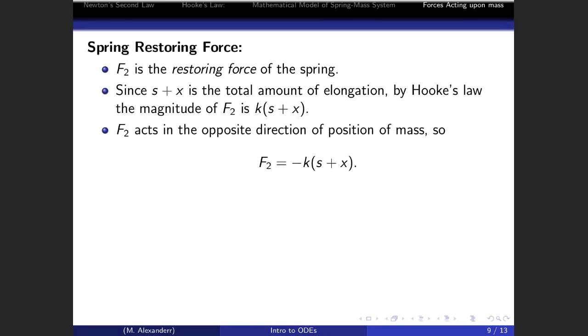But now there is a little bit of a catch here. Remember that I told you that we need to be careful who is doing the force. This is the spring acting on the mass. Okay, and so that's why we have to use this version of Hooke's law where we have a negative sign.